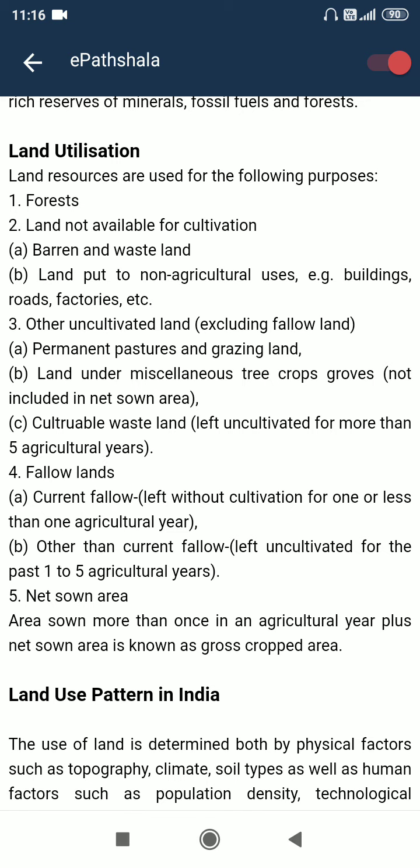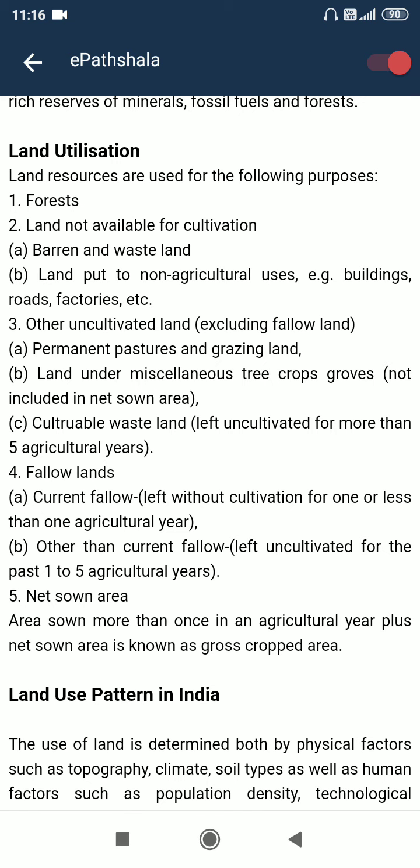Third, other uncultivated land, excluding fallow land. Permanent pasture and grazing land, land under miscellaneous tree crop groves, not included in net sown area. Cultivable wasteland, left uncultivated for more than 5 agricultural years. Fallow lands: current fallow, left without cultivation for one or less than one agricultural year. Other than current fallow, left uncultivated for the past 1 to 5 agricultural years.